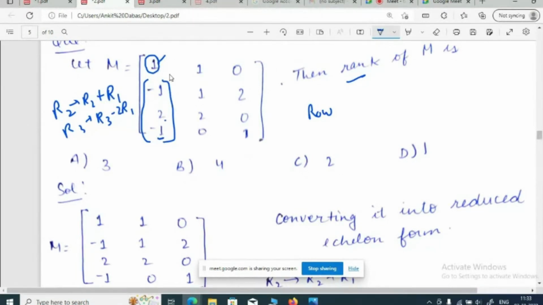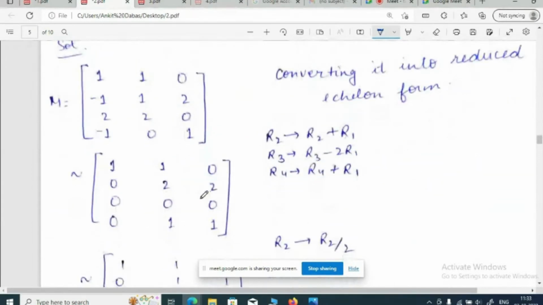So what we will get is: minus 1 plus 1, this term will be 0. 1 plus 1, this will be 2. 2 plus 0, this will be equal to 2. For R3, we multiplied R1 by 2, so the entries were 2, 2, and 0, and subtracted this from R3. So 2 minus 2, 0, 0, and 0. For R4, we added R1 into R4. So we got 1 plus minus 1 is equal to 0. This will be equal to 1, and this is equal to 1.